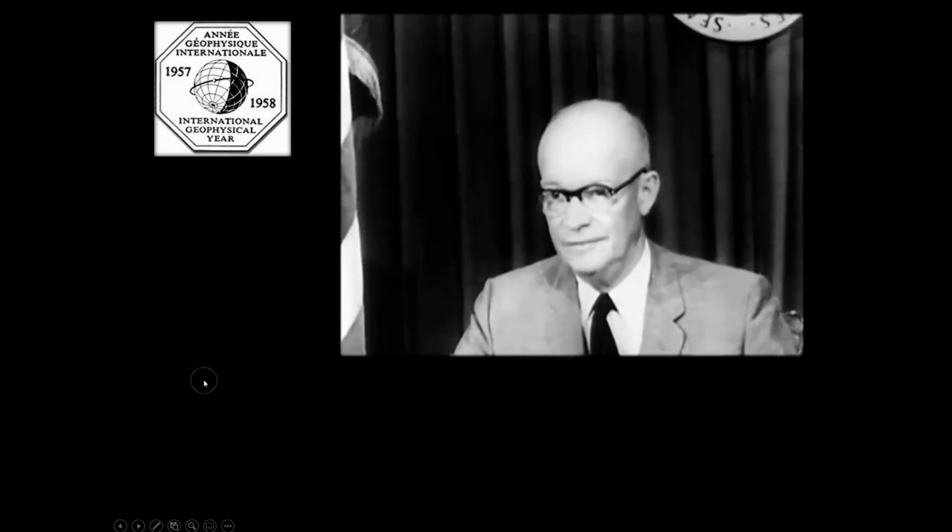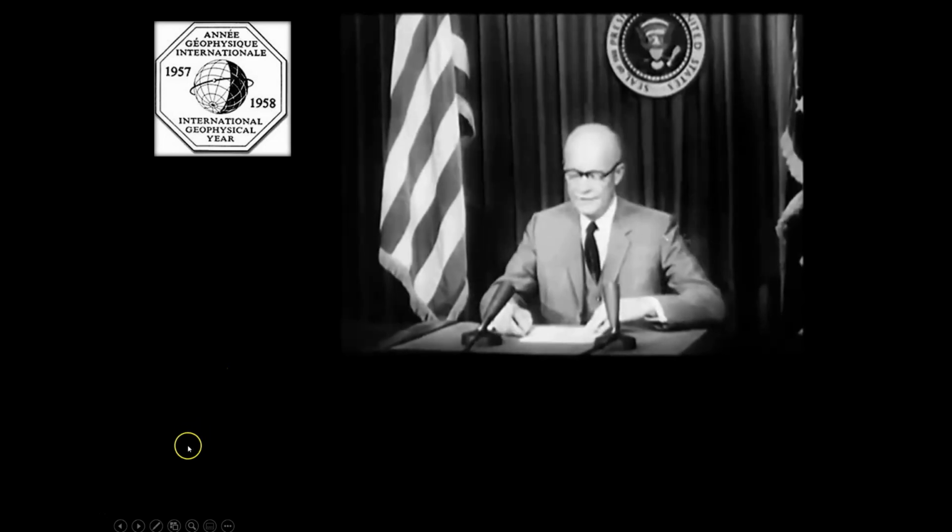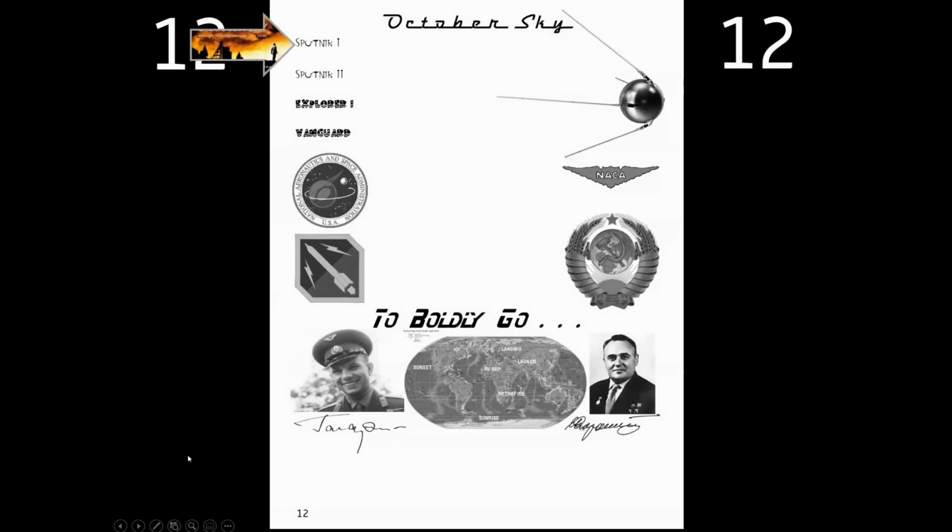So General Eisenhower outlined the excitement that was anticipated for the celebration of the International Geophysical Year going from 1957 through the full year up to 1958. All right, this will take us to October Sky. Now, not the movie, my friends, but the information associated with a very famous moment in October. Probably the most significant moment in all of humanity, if you were to ask me.